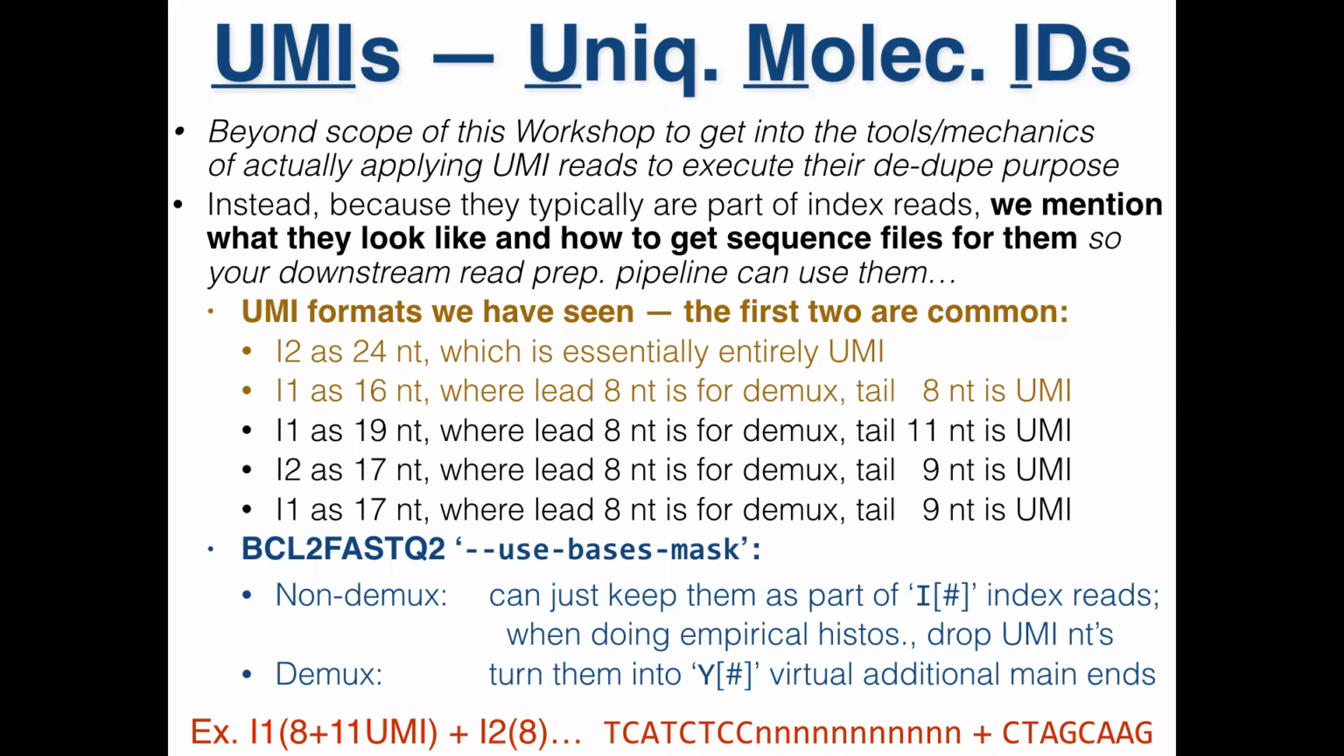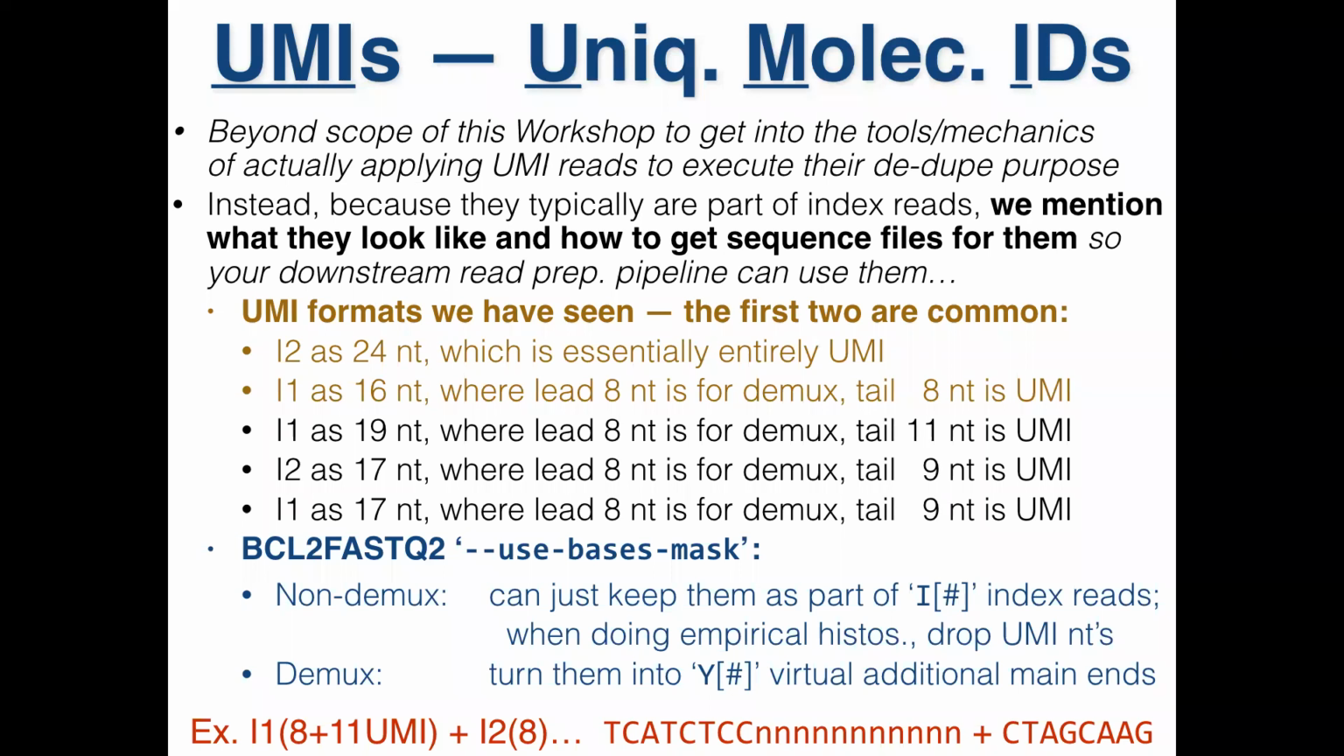That's one. The next most common one is to have the I1 be 16 nucleotides. One of our most common index formats is paired 8-8. That's very common. So increase I1 to 16, with the first 8 being the 8 you had before, and with the back 8 being UMI. That's a very popular format.